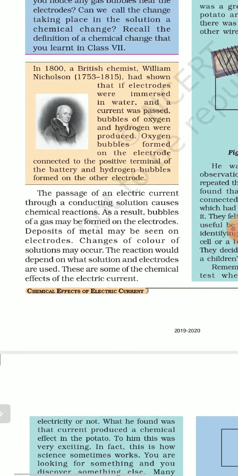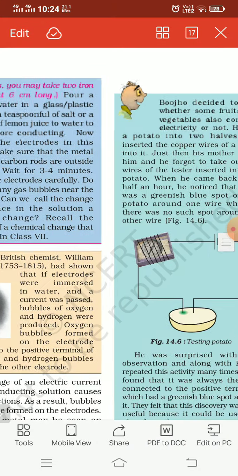Chemical effects of the electric current of the type described in this paragraph can be possible. The first one was that bubbles of a gas may be formed on electrodes. Deposits of metal may be seen on electrodes. Changes of color of solution may occur. These three or four types of changes may be possible in the chemical effects of the electric current.